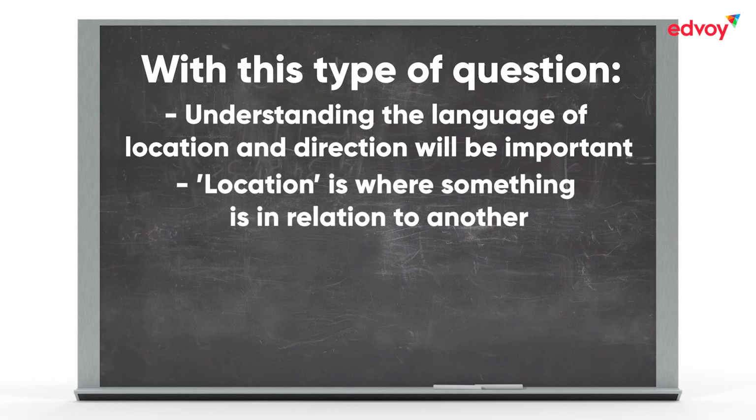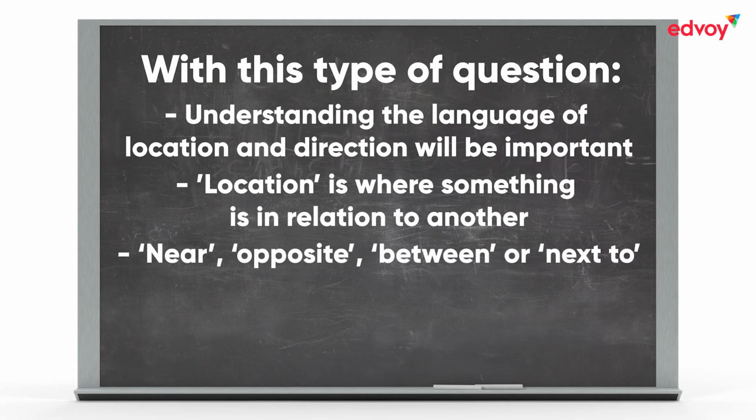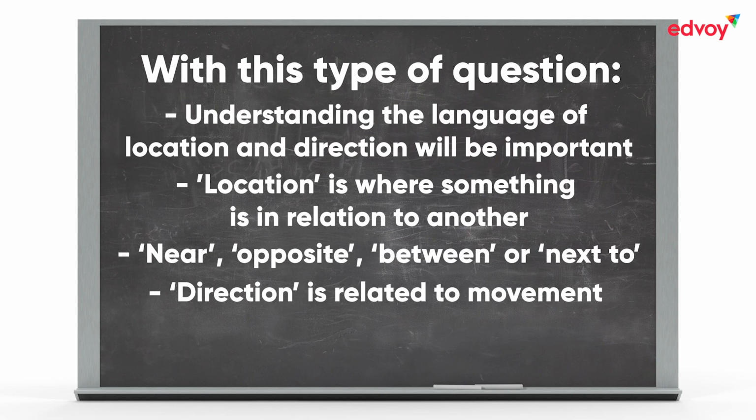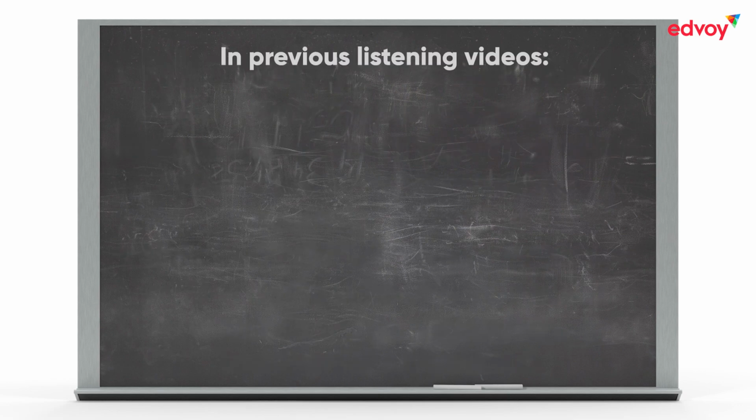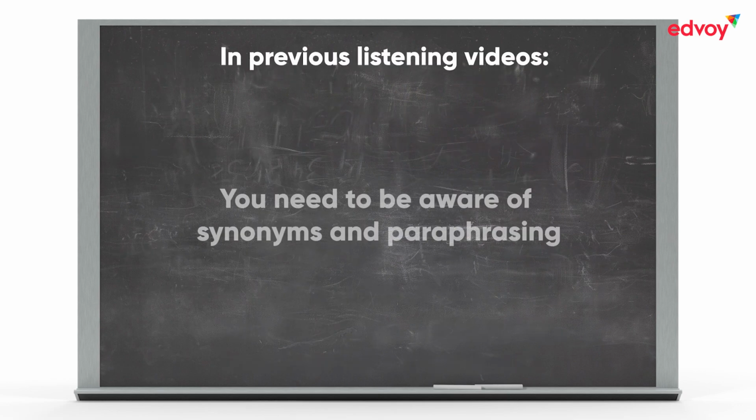Remember that location is where something is in relation to another, so common vocabulary might include near, opposite, between, or next to. Direction is related to movement, and common words could be turn right, go straight on, head north, or go past. As I've mentioned in my previous listening videos, you need to be aware of synonyms and paraphrasing.